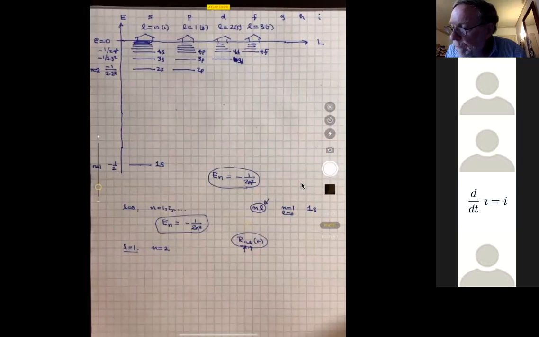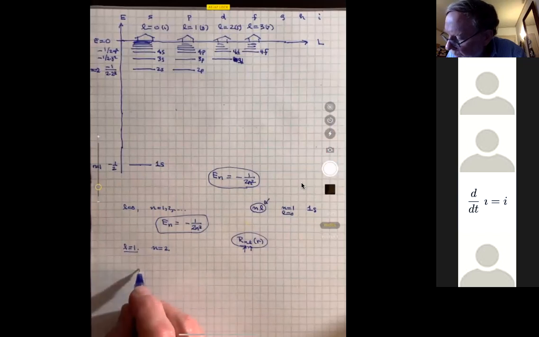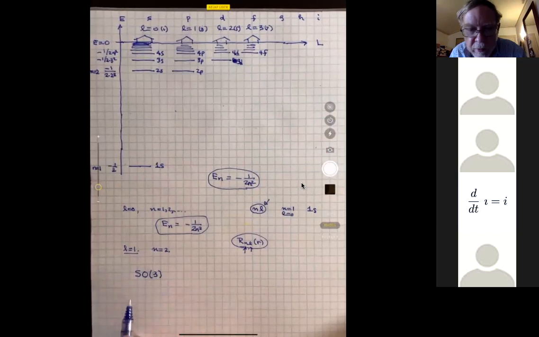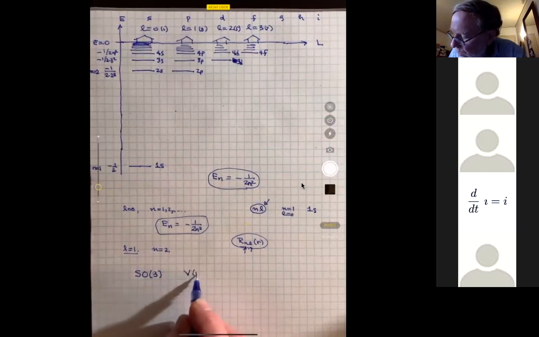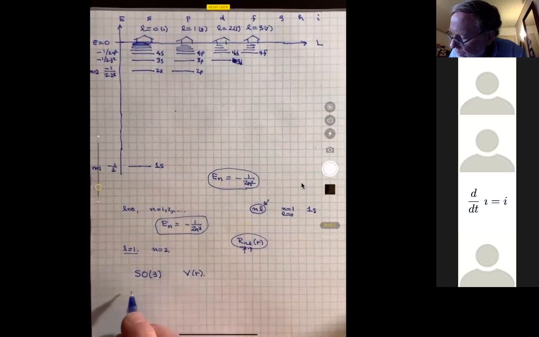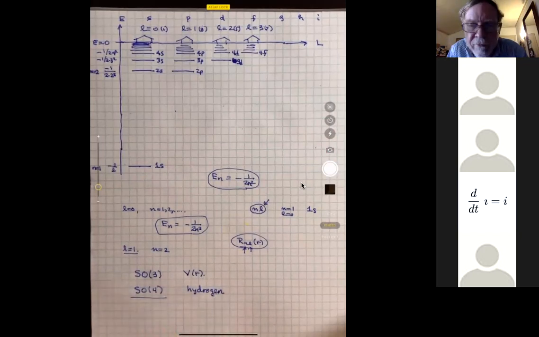So the extra symmetry in hydrogen is not due to rotations. It's due to the fact that whereas all central force problems have SO(3) symmetry, that's the rotations in ordinary three-dimensional space of the potential, which depends only on the radius r, in the case of hydrogen there's actually an SO(4) symmetry. And SO(4) is the group of rotations, orthogonal transformations in a four-dimensional space.